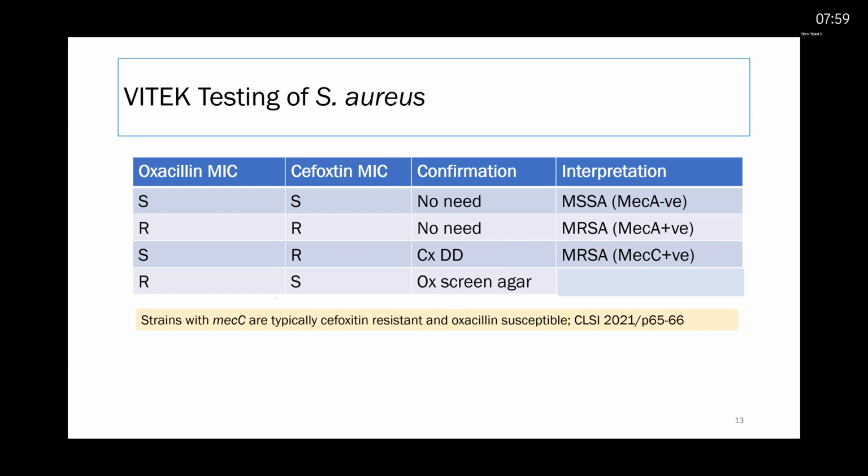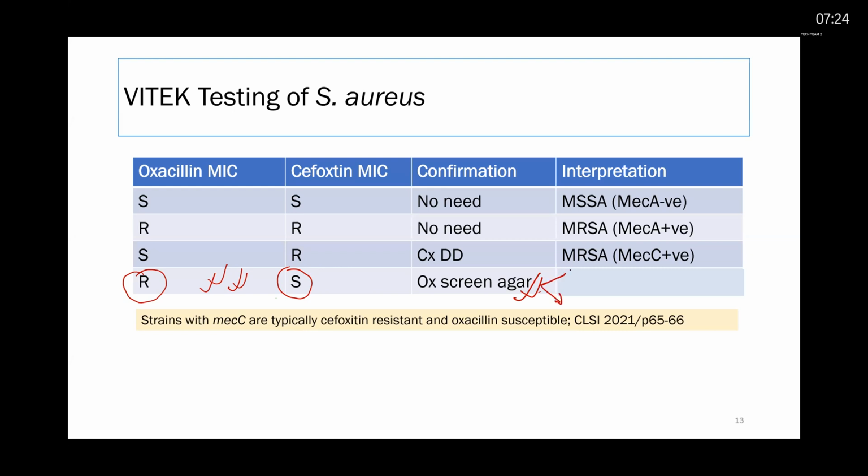Consider a different scenario when oxacillin came as resistant, but the cefoxitin came as susceptible. We'll do the same methodology because our oxacillin MIC is coming as resistant. First we'll look for the purity of the isolate plate. Then we'll do an alternate methodology test in which we'll do oxacillin testing. So if it's a Staph aureus strain, we can do oxacillin screen agar, which is quite reliable. And then we'll see what my oxacillin screen agar report is.